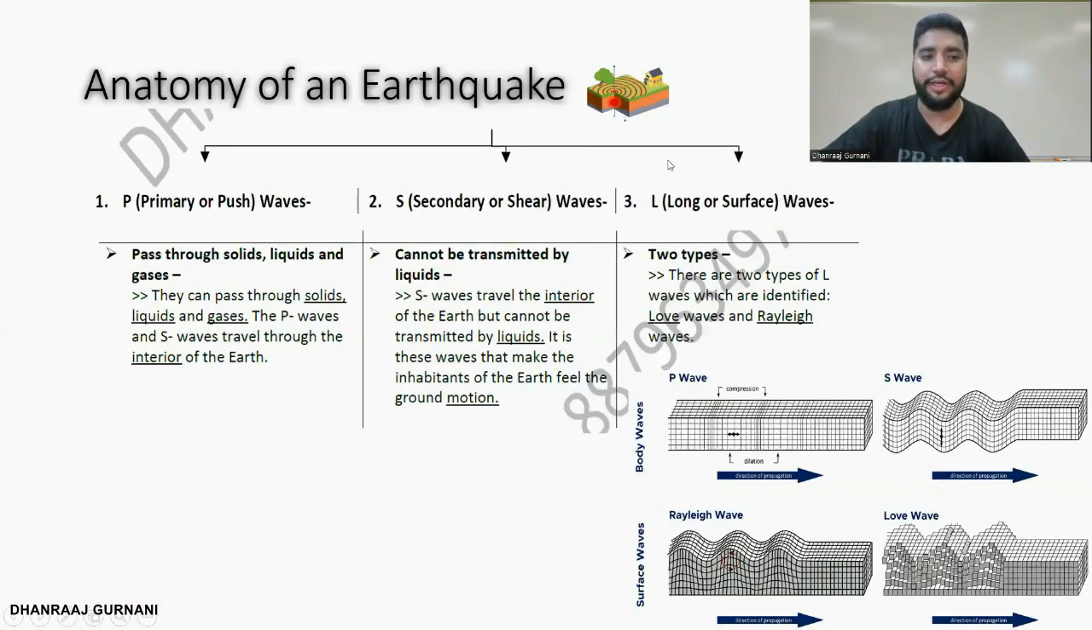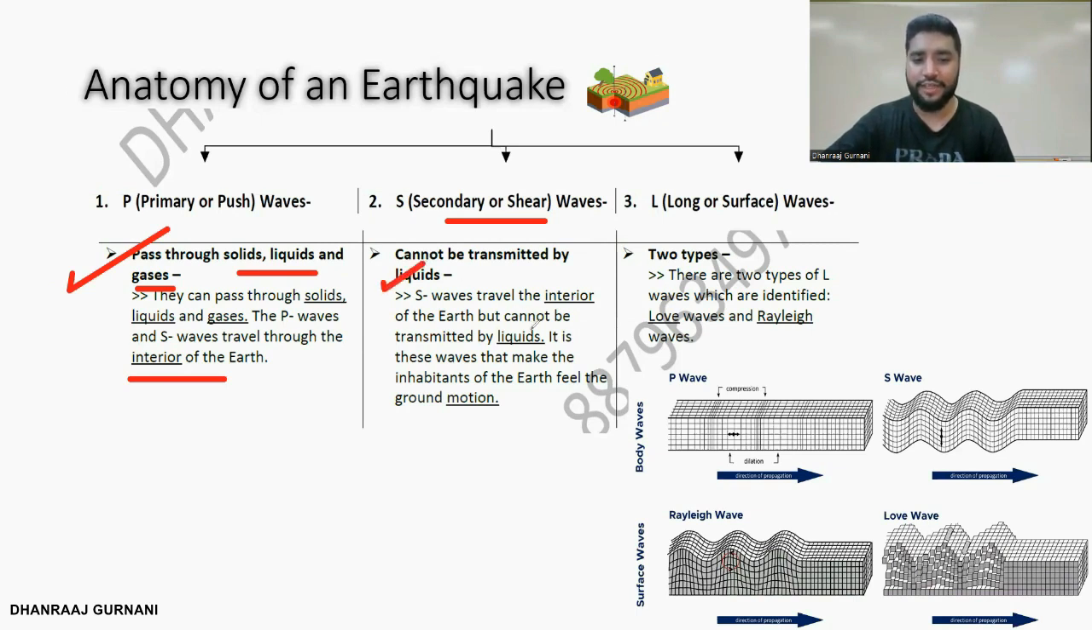Moving to the third point regarding anatomy of an earthquake, that is these waves. P waves pass through solid, liquid, and gases. The P and the S waves travel through the interior of the earth. S or secondary or shear waves cannot be transmitted through liquids. S waves travel in the interior of the earth but cannot pass through liquids.